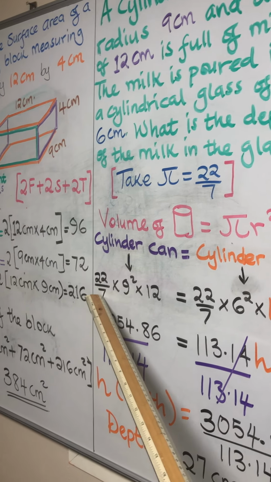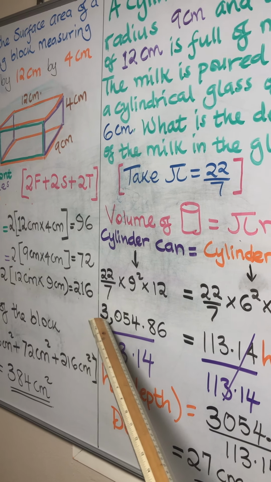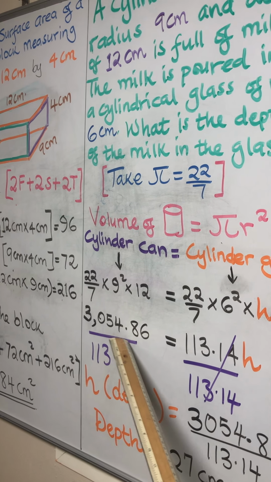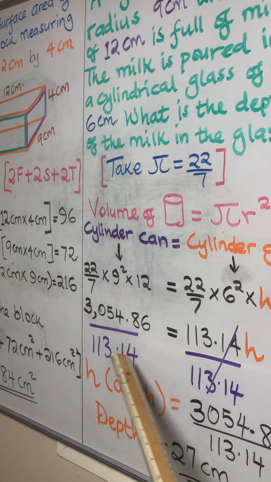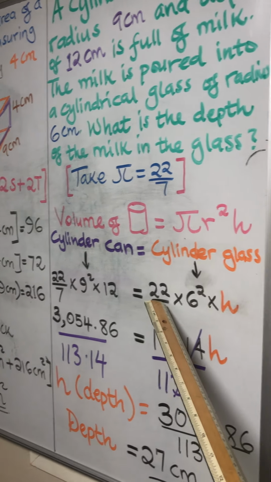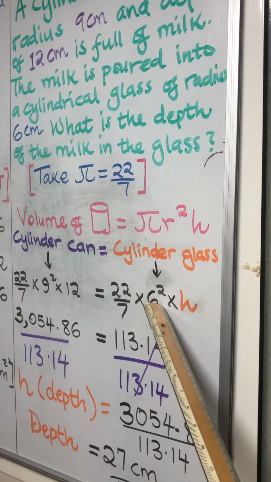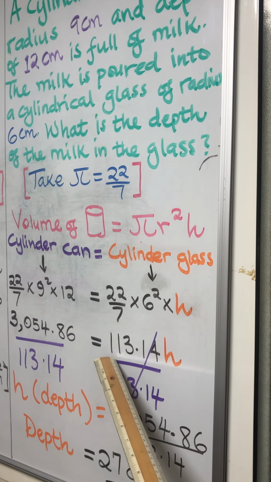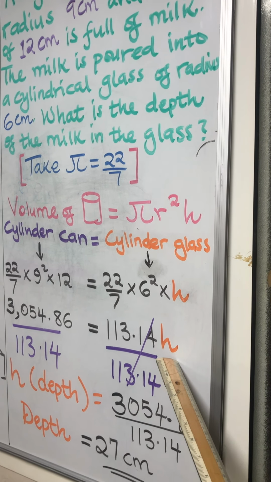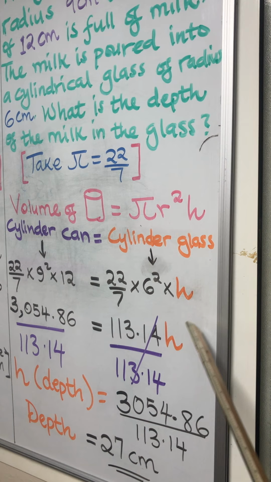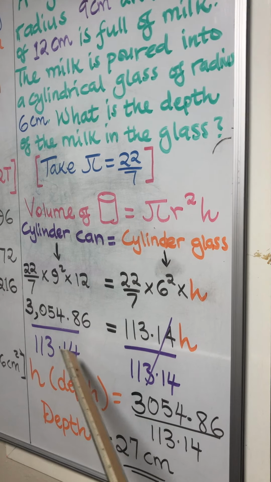So after calculating this, 22/7 times 9 squared times 12, I've got 3054.86. I rounded my figure into 2 decimal places. Then when I calculate the cylindrical glass, which is 22/7 times 6 squared times h, I got 113.14 h. Okay, so what I'm going to do in this case, because I'm looking for h, I'm going to cancel the number in front of h on both sides.